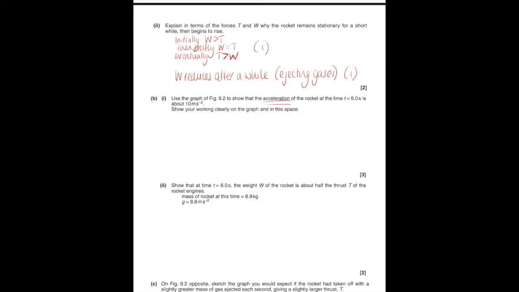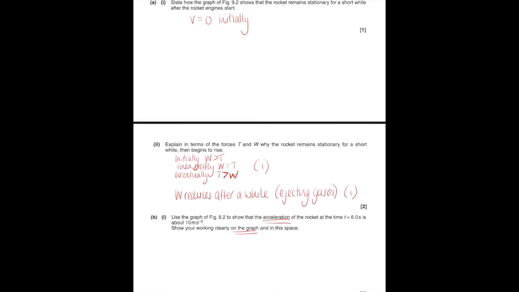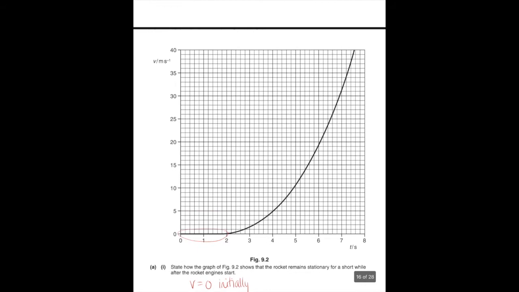Then we're asked to find the acceleration. So acceleration from the graph, remembering that acceleration, of course, is the gradient of a graph. You're asked to find it at 6 seconds, showing your working clearly on the graph. Again, something that you need to make sure you are doing. We have a curve here, so what you have to do is draw a tangent to the line. So at 6 seconds, you draw a tangent to the line on the graph.